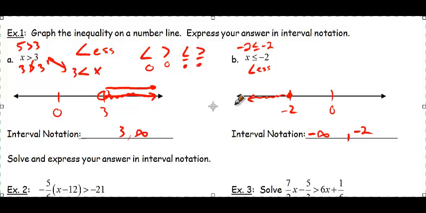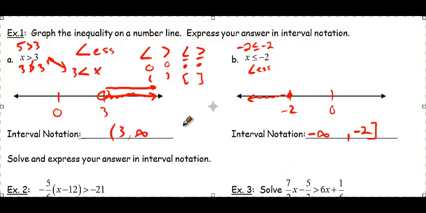Now, the 2 and the 3 are not the same. This one doesn't count the 3, so that's why it's an open circle. And this one does count the 2, and that's why it's a closed circle. So we've got to do something down here to make the difference. How we're going to do that is open circles get parentheses, and closed circles get brackets. So we're not counting 3, so parentheses, and we are counting negative 2, so bracket.